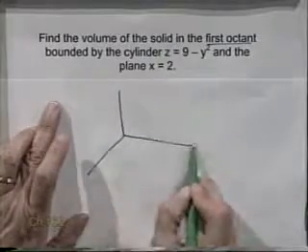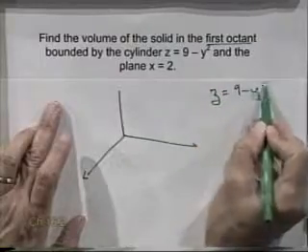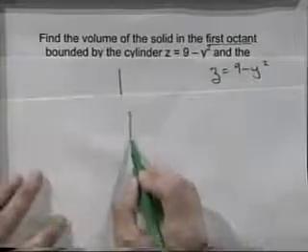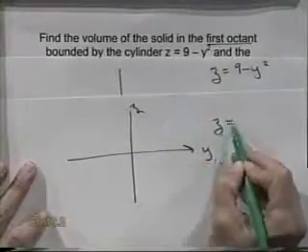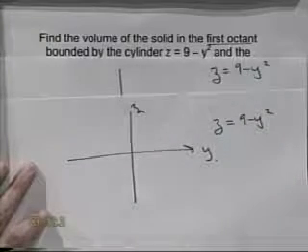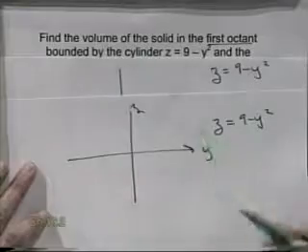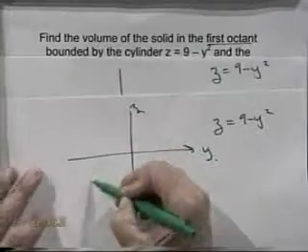First of all, let's draw z equals 9 minus y squared. Well, this is my z-axis, and this is my y-axis. What does the graph z equals 9 minus y squared look like? It's a parabola, right? Is it an up parabola or a down parabola? It's a down parabola. How high does it go? Well, when y is 0, z is 9. It's going to be going like this.